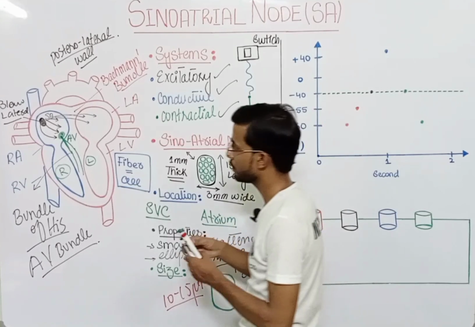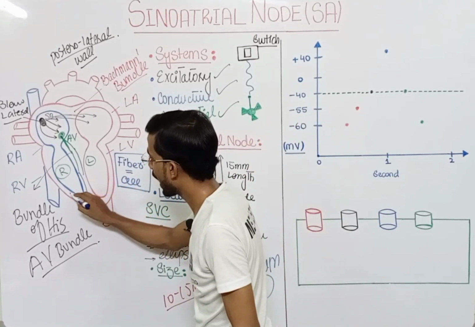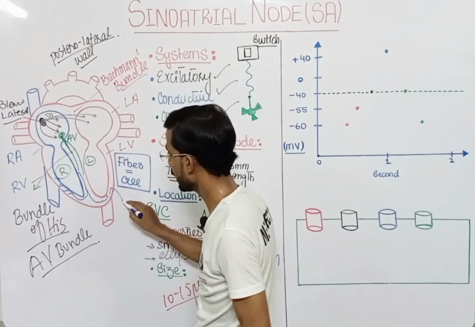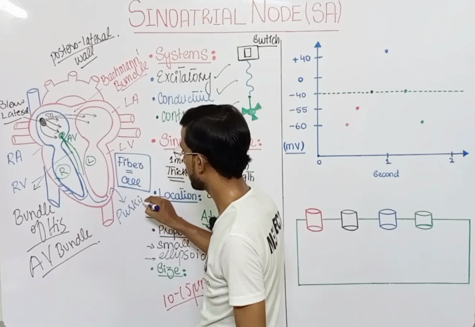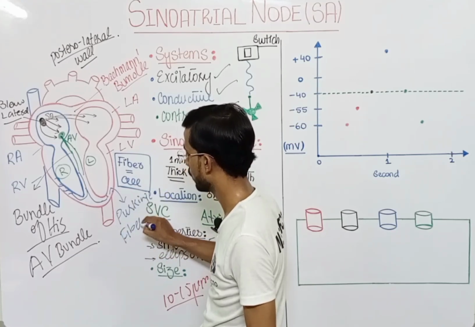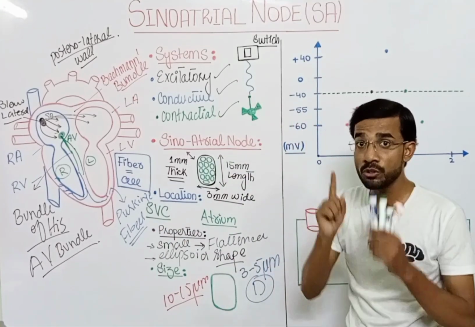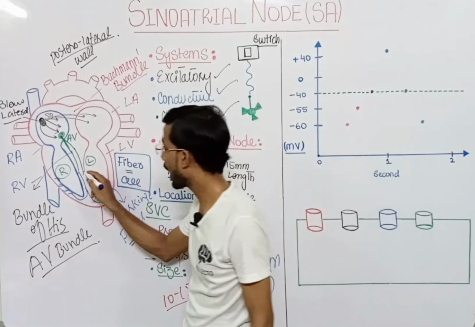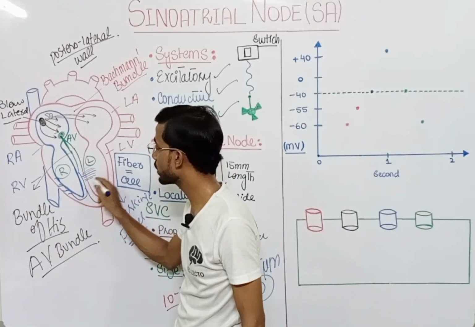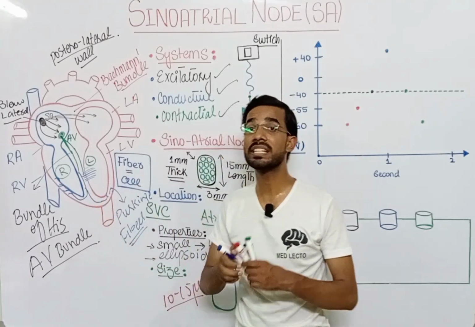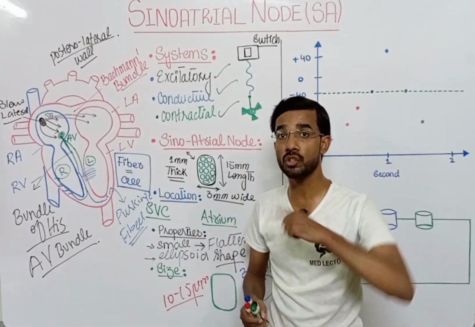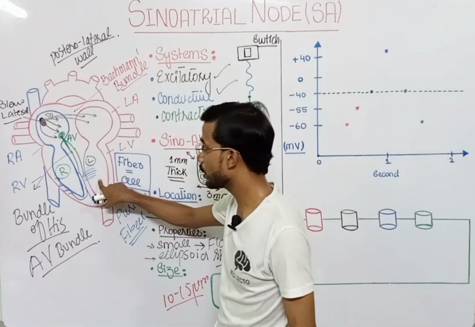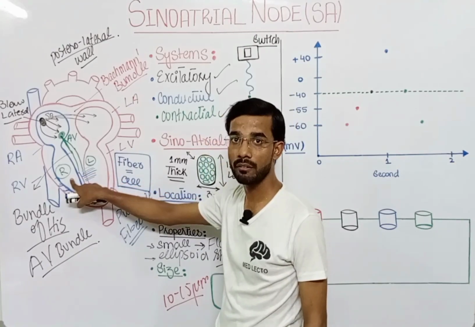Okay, after that the signal goes downward and supplies the muscles of the ventricle through the Purkinje fibers. The most important thing you have to remember is that the left bundle supplies a lot of fibers to the left ventricle. Why? Because the left ventricle has to contract more strongly than the right ventricle. So the left ventricle does more work in comparison with the right ventricle.